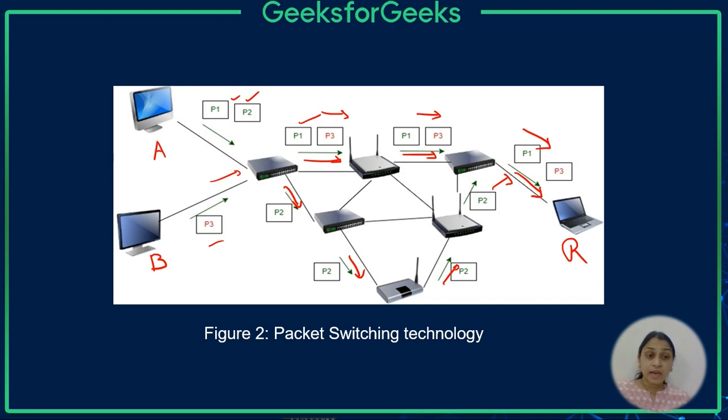So what do you understand here? Packet switching does not have any dedicated channel. There is no initial connection setup. The packets will go randomly in different directions, wherever the congestion is free. There is no network congestion on that route, so it chooses that route and reaches the destination.